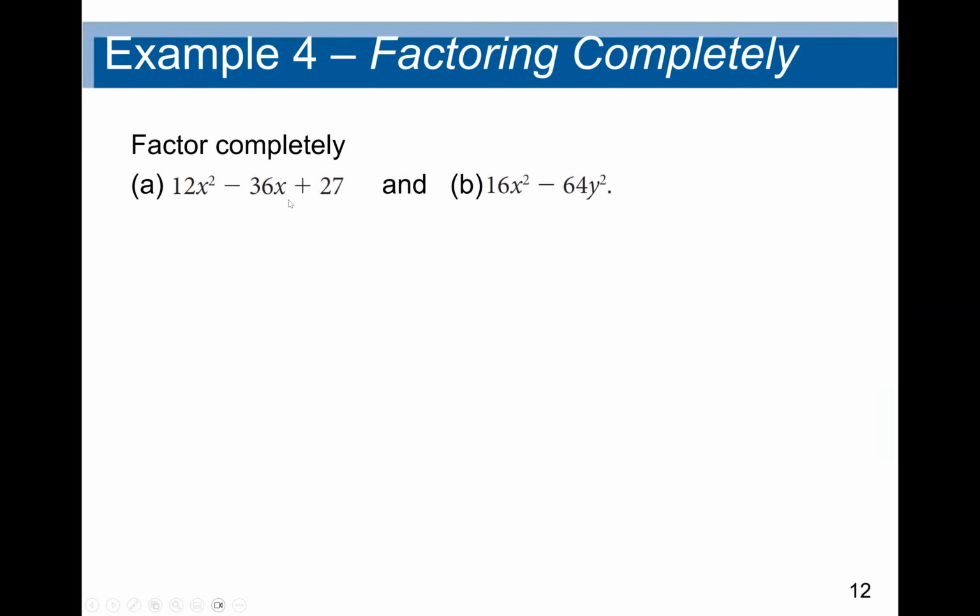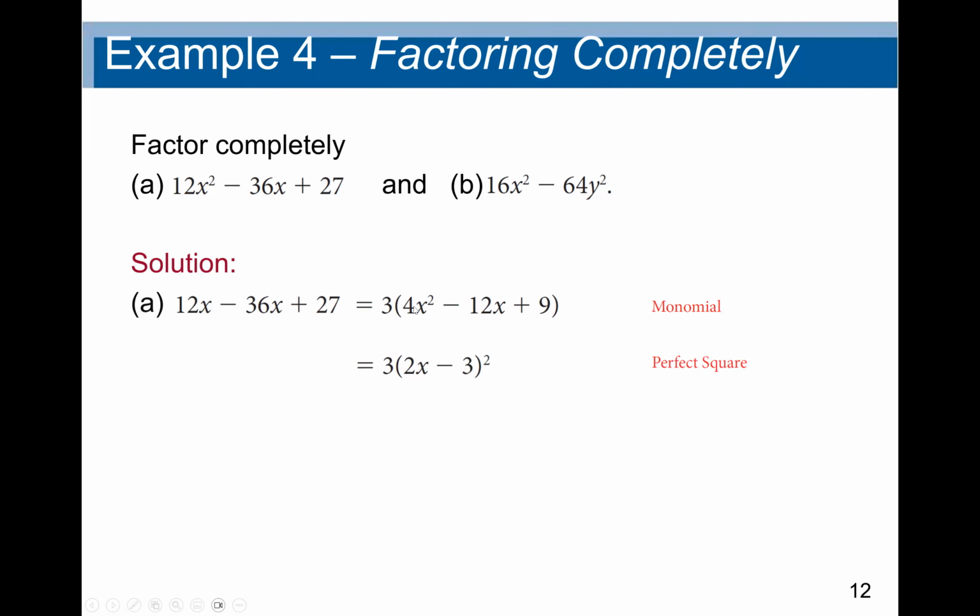We have 12x squared minus 36x plus 27. I can see that 3 is common in all these values. So let's see the solution here. We take 3 out. Since 3 is common in 12x squared minus 36x plus 27, we take the 3 out. Now we know 12x squared divided by 3 will give us 4x squared. Now minus 36x divided by 3 will give us minus 12x. Then 27 divided by 3 will give us plus 9. So here we can see that it's possible we can continue. This is again a perfect square, and we get 2x minus 3 all squared.